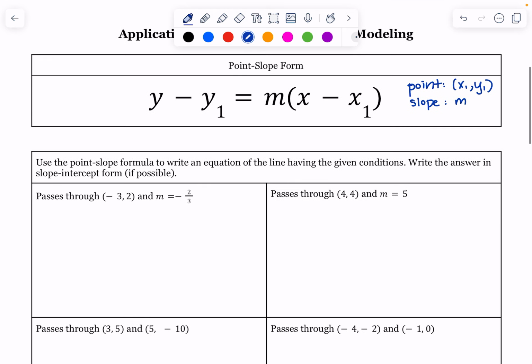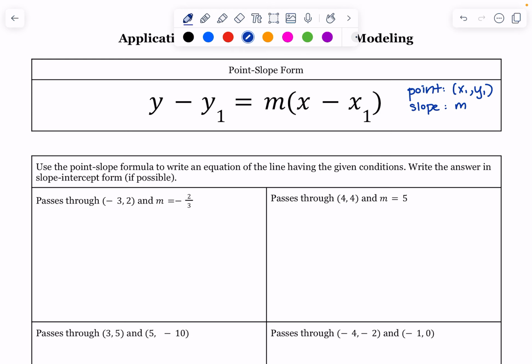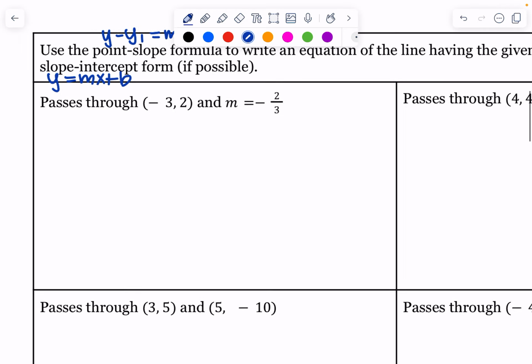Pretty straightforward. It says use point slope formula to write an equation of a line having the given conditions. Write the answer in slope intercept form if possible. So we're going to start with point slope form. Just to keep my notes clear, I'm going to start with y minus y1 equals m times x minus x1. And then it wants us to write our answer in y equals mx plus b. So we're going to start with the point slope and finish with slope intercept.